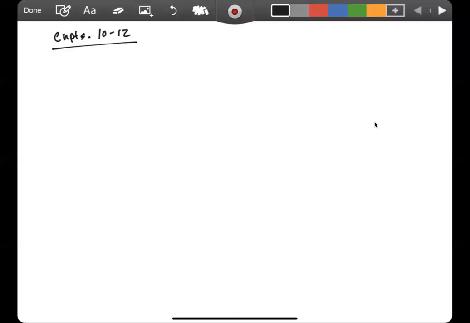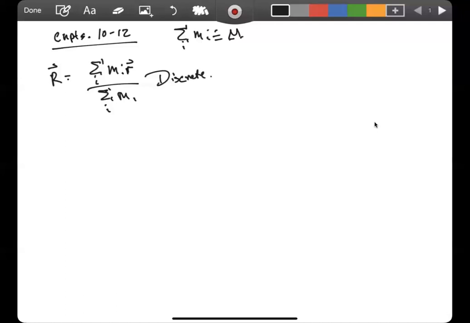So first, let's start off with chapters 10 through 12. The first thing we looked at was center of mass. The position of the center of mass is equal to the sum over i of m_i r_i in vector notation, divided by the sum over i of m_i, where the sum over i of m_i is equal to the total mass. So again, this is just a weighted average, but this is only for discrete objects.